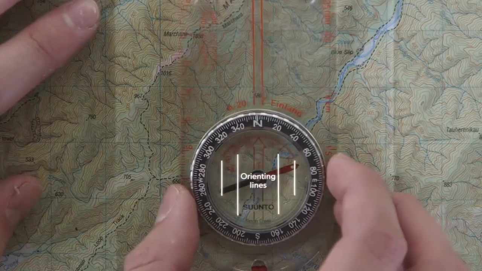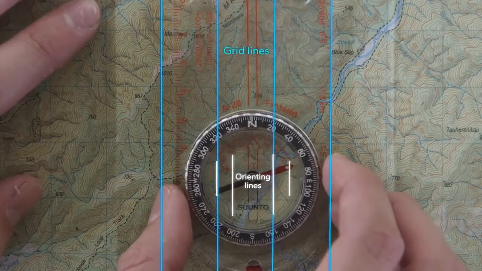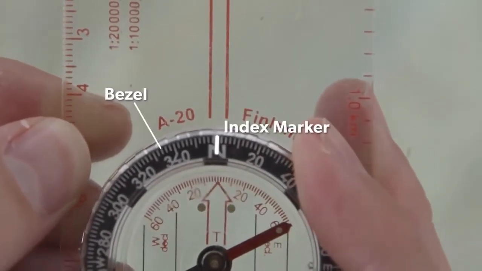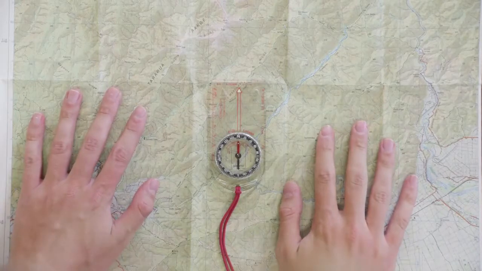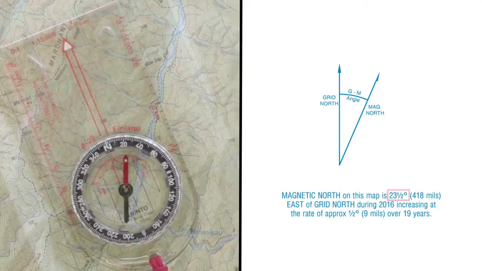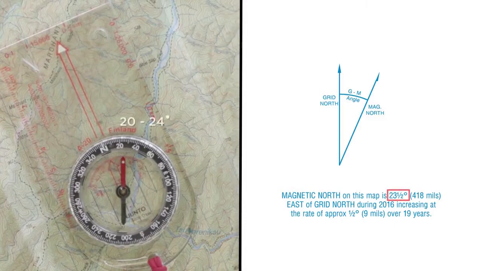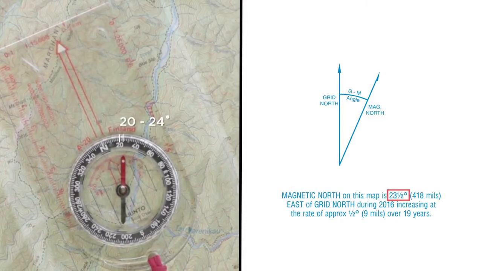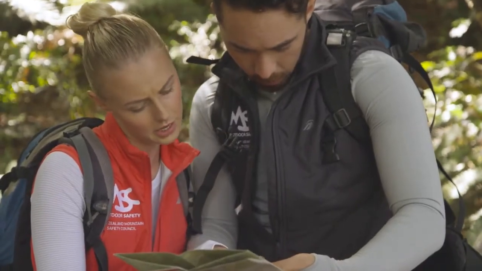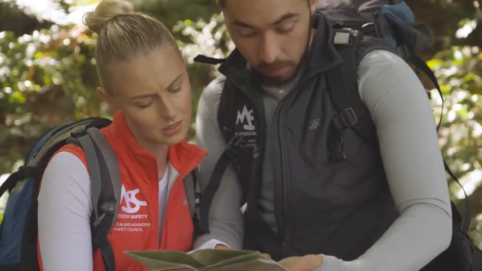Line up the orienting lines of the compass with the grid lines on the map. Make sure that north on the bezel is lined up with the index marker. Next, turn your map until the needle points to the angle of declination. For this map, it's 23.5 degrees, but so long as the needle points around the 20-degree mark, you'll be close enough. Now our map is facing north, so have a look at your surroundings and see if you can identify any prominent features on the map.